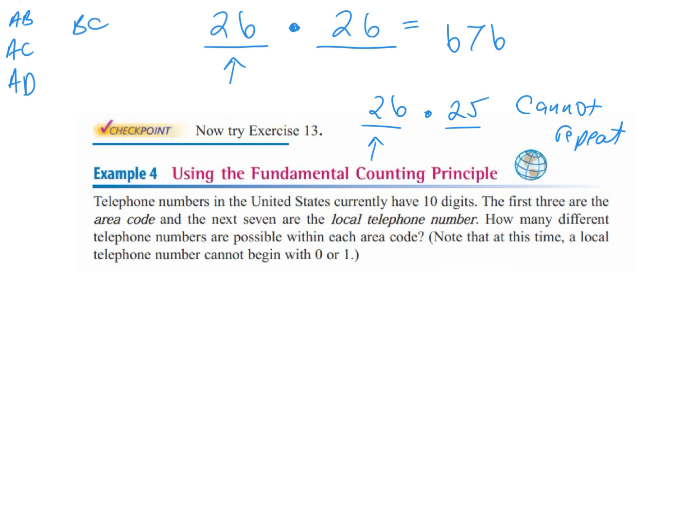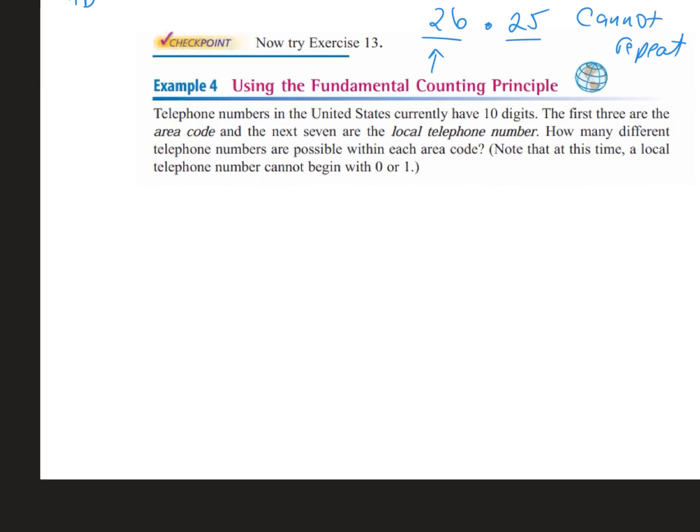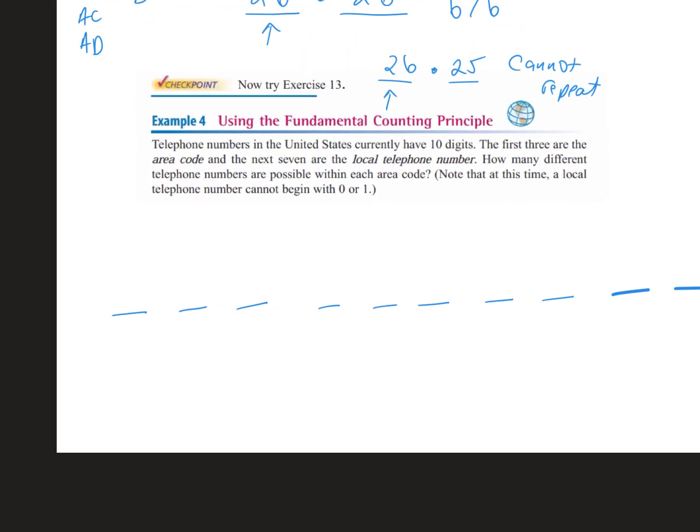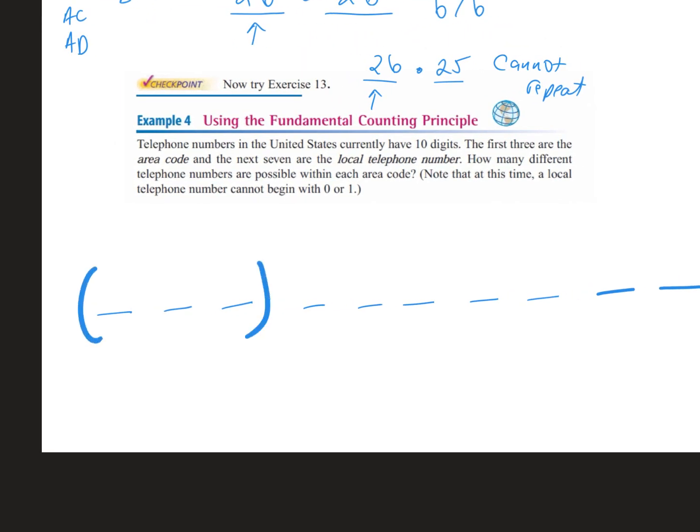All right, telephone numbers. You guys are familiar with telephone numbers. Telephone numbers have 10 digits. So let's put our spaces out. The first 3 are the area code. You guys familiar with that? 954, 786, 305, whatever. So this question says that the first 3 is the area code, 7 is the local telephone number. How many different telephone numbers are possible within the same area code? So this does not apply because it says the same area code.